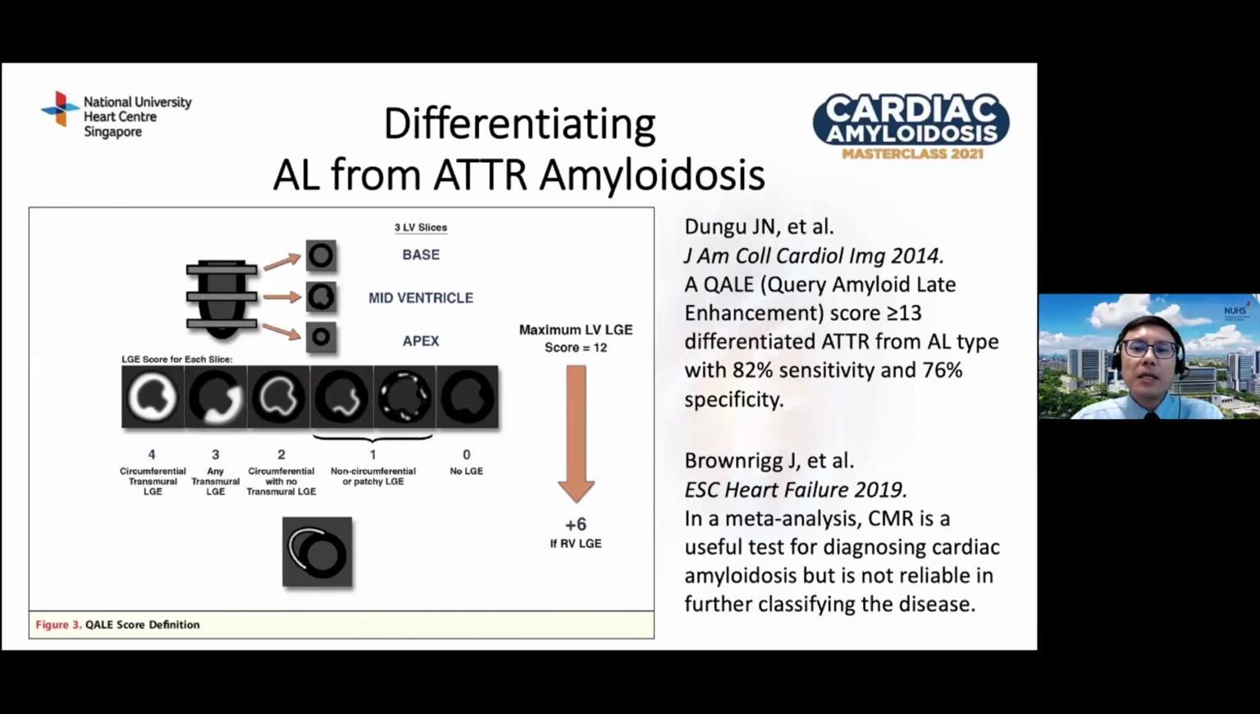All right. So are there ways to differentiate AL from ATTR amyloidosis? There's a group of investigators from London that developed a scoring system called the Query Amyloid Late Enhancement Score. And they claim that this score is able to differentiate ATTR from AL amyloidosis with 82% sensitivity and 76% specificity. Unfortunately, this score has not been well validated. And in a recent meta-analysis, it has been shown that although CMR is useful for diagnosing cardiac amyloidosis, it is not reliable for classifying the disease.